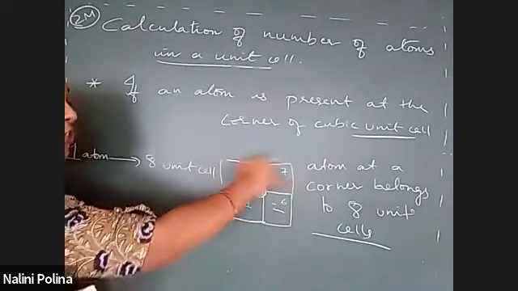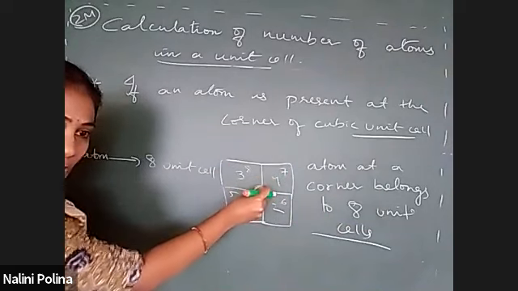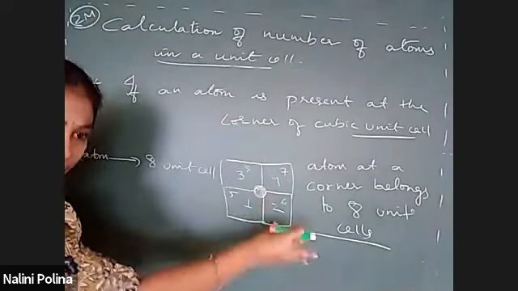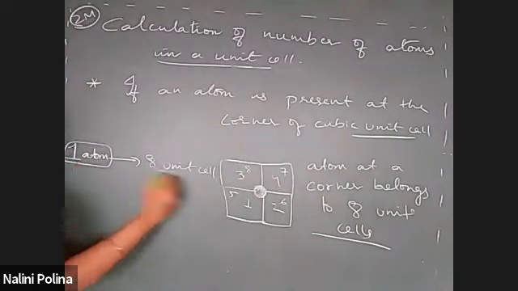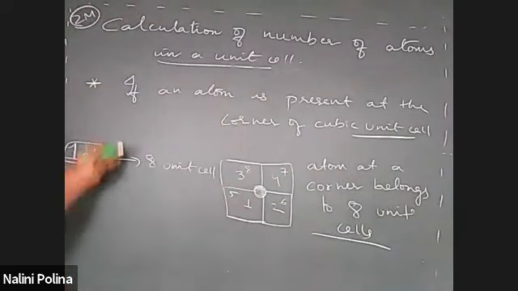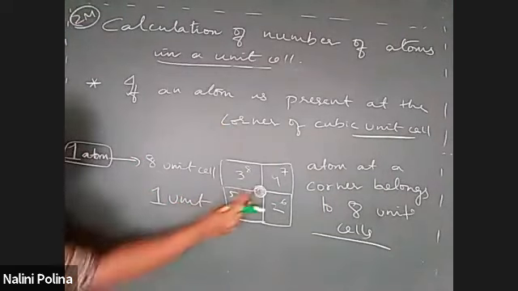It belongs to 8 unit cells, because it is present at this corner. This corner is common for 8 unit cells. So I have written that one atom belongs to 8 unit cells. Now, how much fraction of this atom belongs to 1 unit cell?